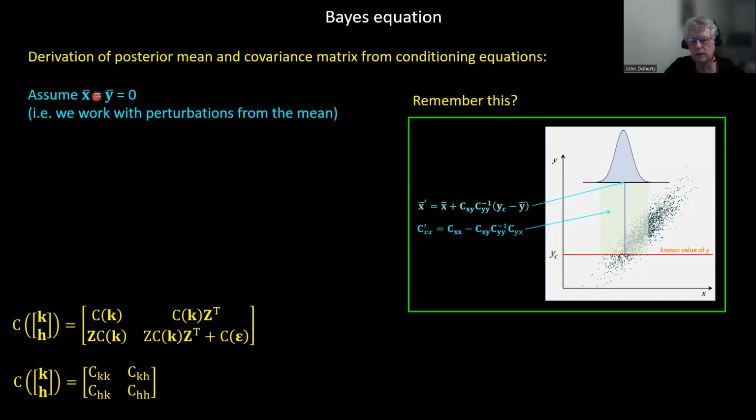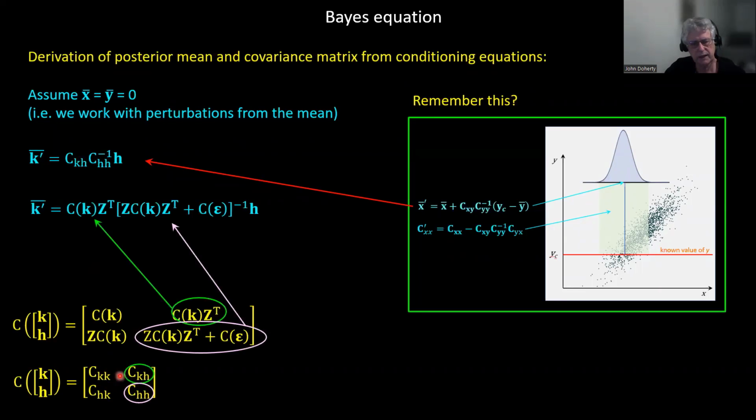Let me assume that the prior means are 0, so we're just working in perturbations to make the maths a little bit easier. And now apply these equations to our framework where we're talking about K and H instead of X and Y. So just using our subscripts, I obtain my equation for the posterior conditioned mean of K. Now, if these terms here, I can get them from down here. There they are. That's the equation we're familiar with.